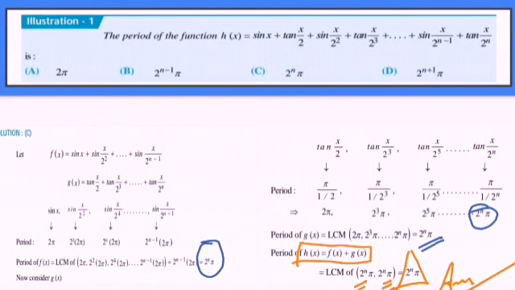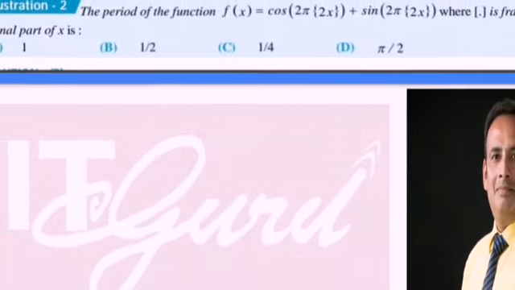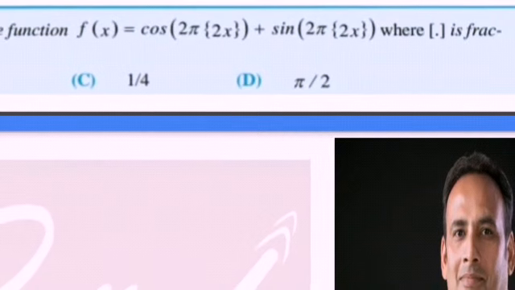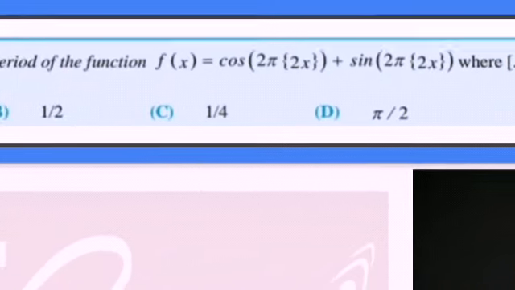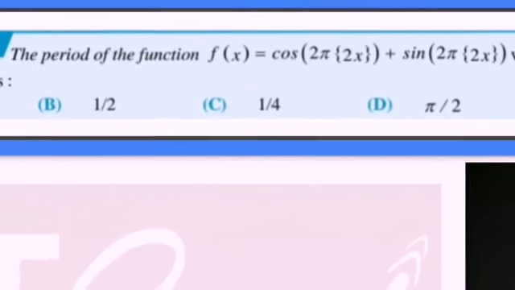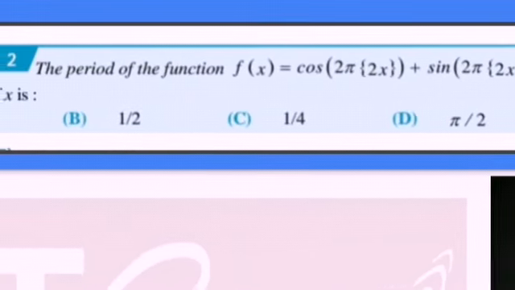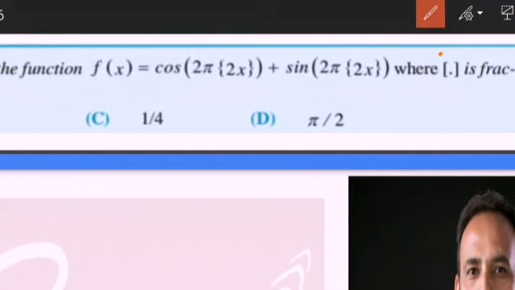Similarly, one more question we will take from the same section on the period of functions. The period of the function f(x) equal to cos 2 pi, 2x under fraction part, plus sin 2 pi, 2x under fraction part, where this denotes the GI function. Although this bracket is not introduced over here, this is a fractional part. Actually, there is a printing mistake. You can say this is a curly bracket, not a square bracket.